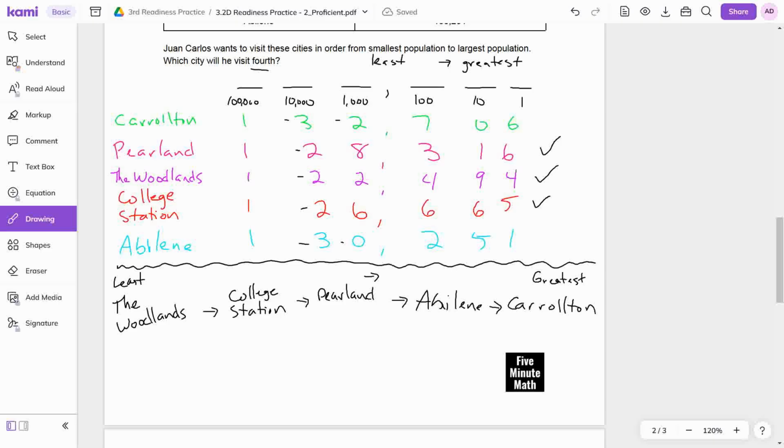Now, this one did not say listed in order from least to greatest. What this one asked us to do was put them in order from least to greatest, because that's the order in which Juan Carlos is going to visit the cities. We need to find the one that is listed 4th. So if we go from the left, we will see that we have 1, 2, 3, 4th. Abilene is our answer because that is the city that Juan Carlos would visit 4th.